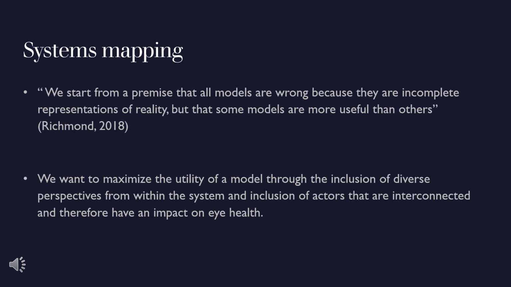When we think about systems mapping, we start from a premise that all models are wrong because they are incomplete representations of reality. But some models are more useful than others. And this is a really important quote and perspective about how to approach systems mapping. It can sometimes be comforting to hold on to a map as something that has the answers or is a final product, especially when working in a complex situation where there's so many different options, so many pathways, and we're often exercising skills that aren't as strong as maybe more traditional approaches.